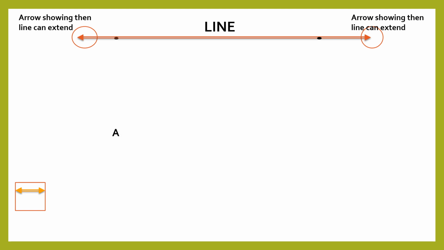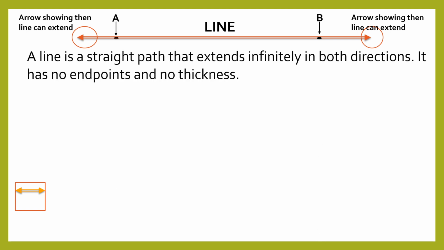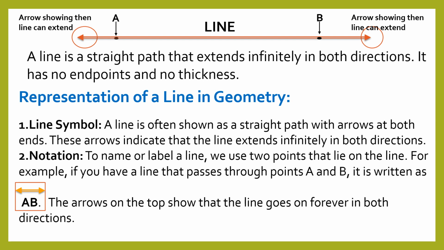Now let us understand in detail what a line is. A line is a straight path that extends infinitely in both directions. It has no endpoints and no thickness. If you look at the upper figure, you can see that the ends are marked with arrows, showing that they can be extended infinitely on either side. A line is shown as a straight path with arrows on both ends. These arrows indicate that the line extends infinitely in both directions.